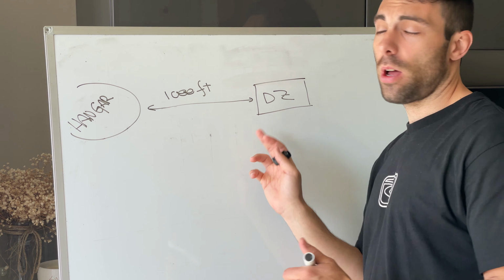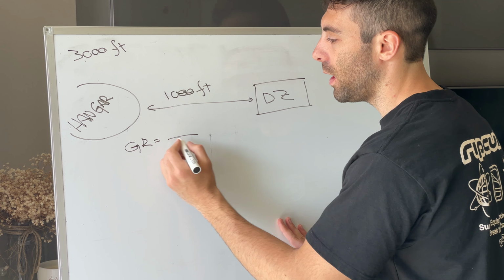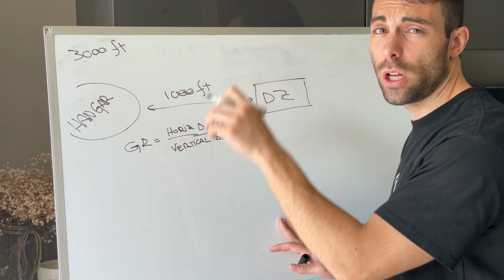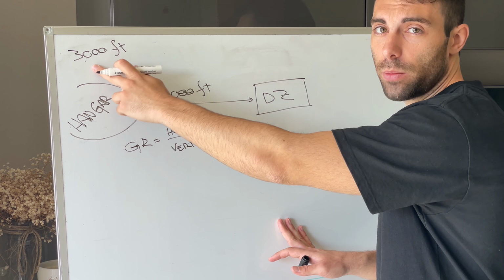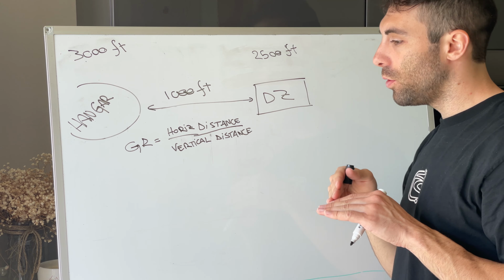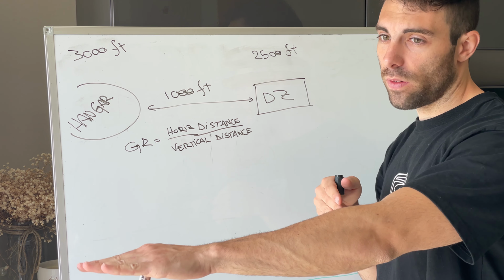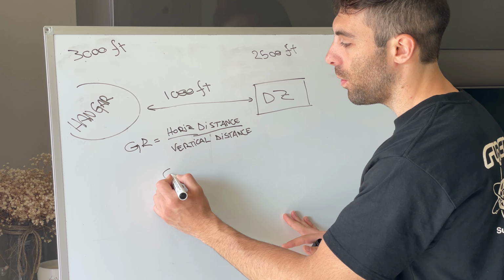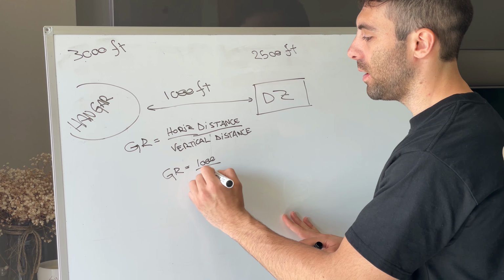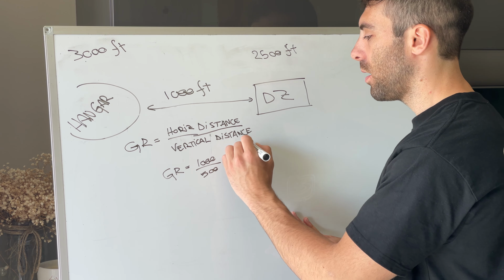So glide ratio, as we said before, is the ratio between how far I can travel horizontally and how much altitude I lose. So if from here to here I end up with 2,500 feet, that means that I lost 500 feet of altitude to make a horizontal distance of 1,000 feet. So pretty straightforward. Glide ratio is going to be 1,000 divided by 500. That means glide ratio is 2.